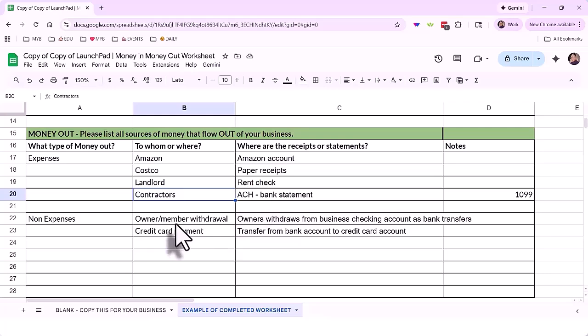Now, when it comes to non-expenses, did you pull money out of the business? That would be an owner's withdrawal or a distribution, which is a non-expense. And one of the trickier transactions is when you're paying your credit card from your bank account. That's not an expense. That's just a transfer from your business operations account to pay off a credit card. So think about those transactions for a moment, write them down, or even write down some questions that you can ask us in our next office hours.